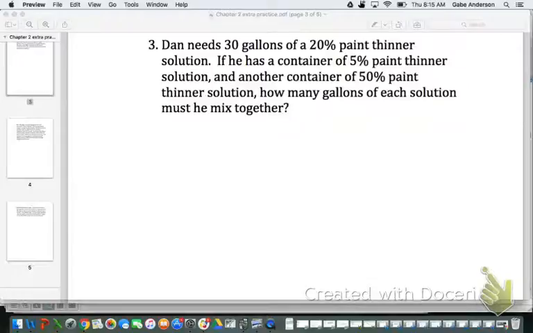You've seen this before, correct? Yep. Okay, the way we set these up in the mixture problem is with a little table. We're not going to draw pictures of this necessarily. It doesn't work the same as the distance, rate, and time problems. So I'm going to make a little chart here.